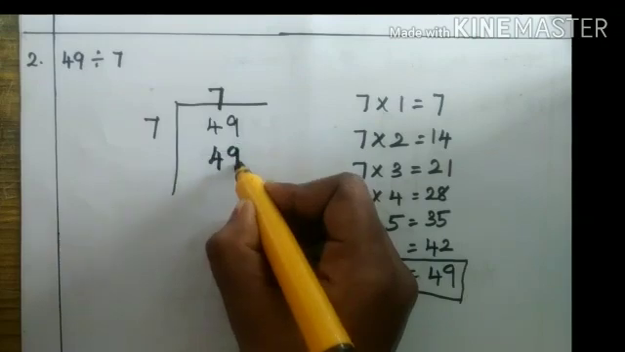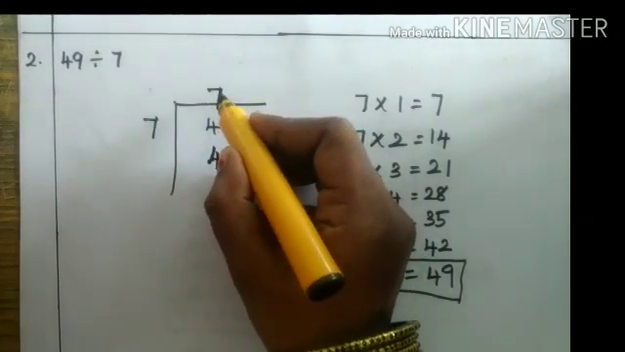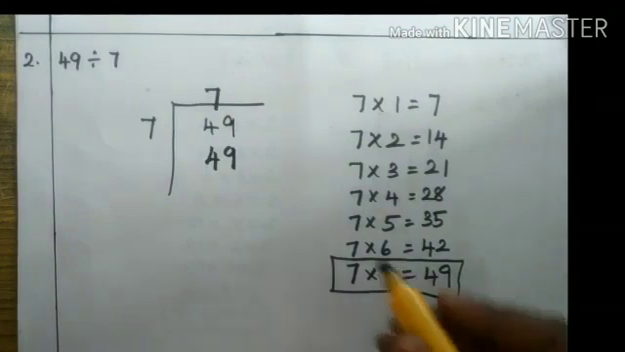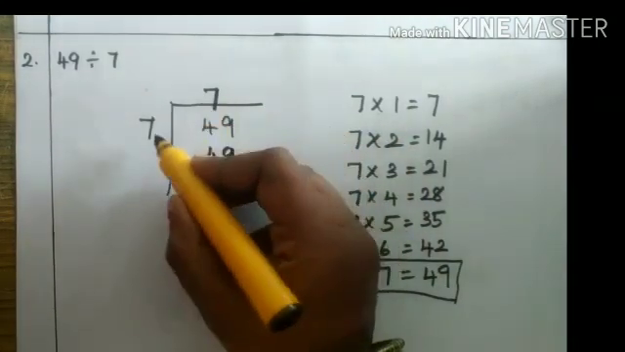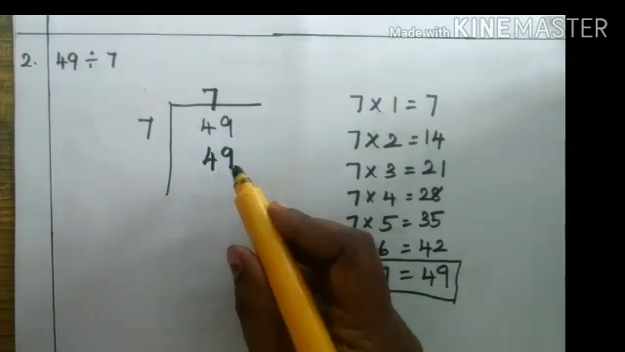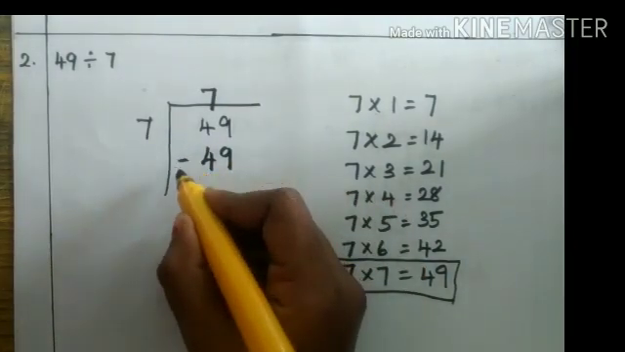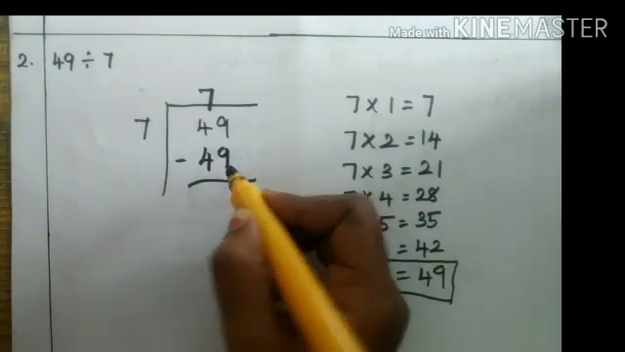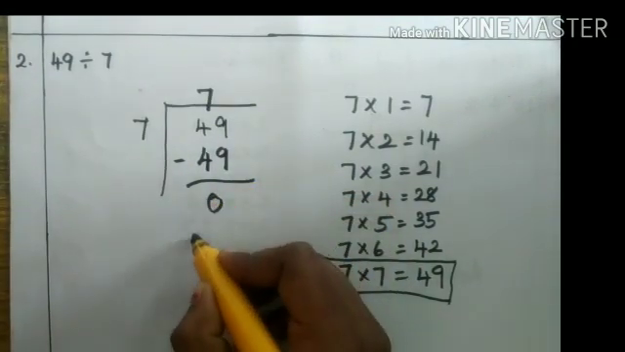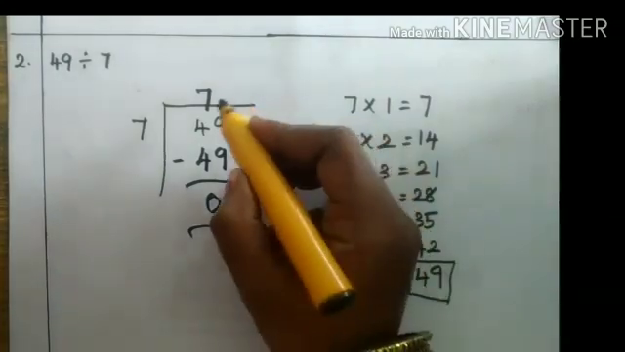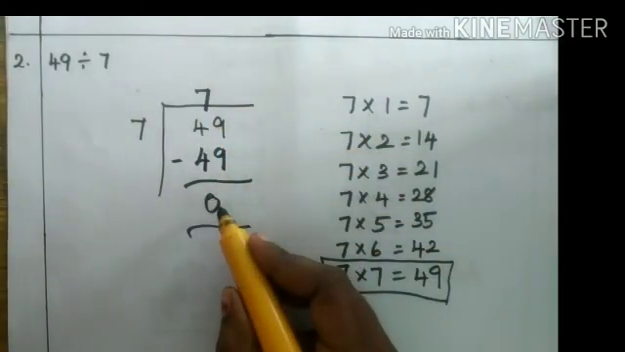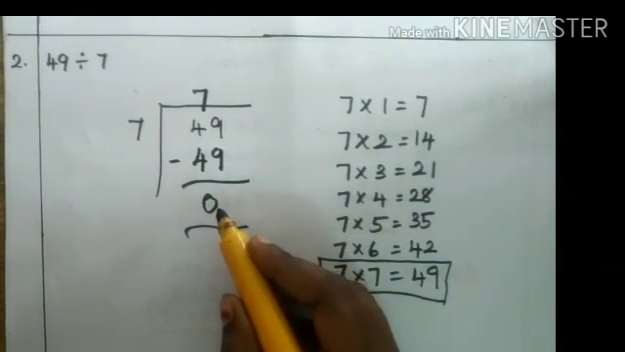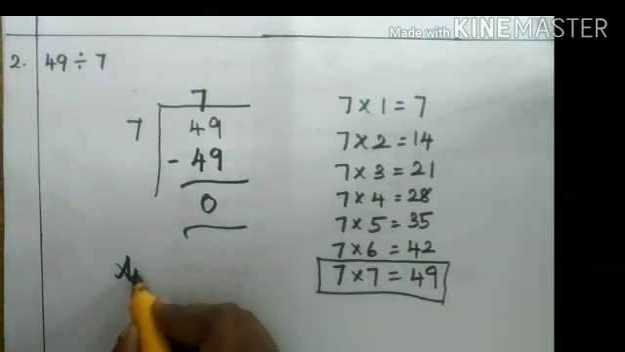You have to write 49 here. You have to write the 7 here because 7 is the quotient. How many times? 7 times. 7 sevens are 49. Now you have to do subtraction. So 49 minus 49 is 0. So the quotient is 7. The remainder is 0. So the answer is 7.